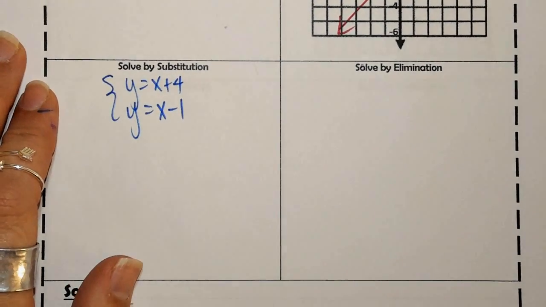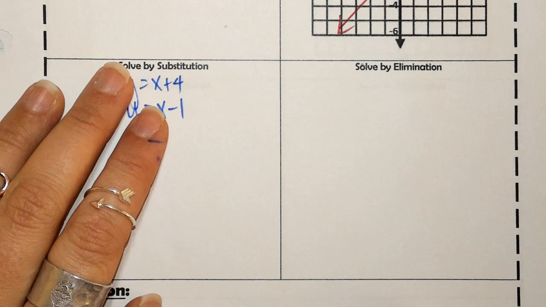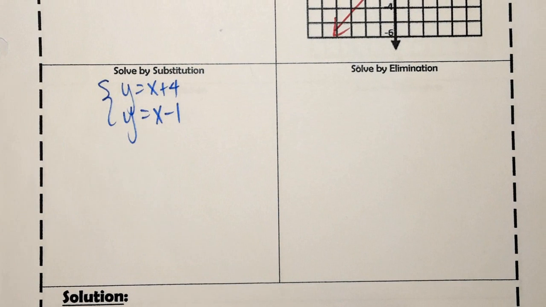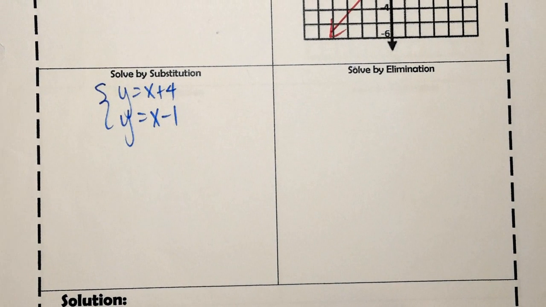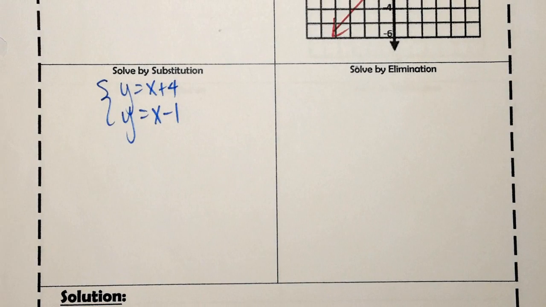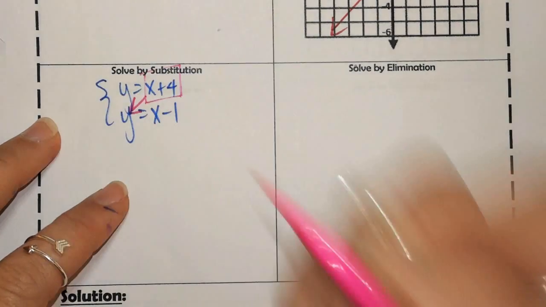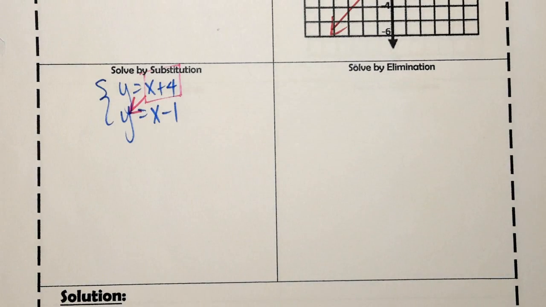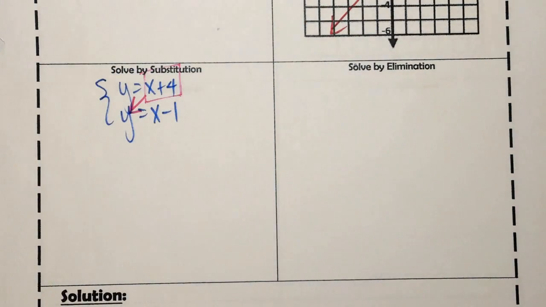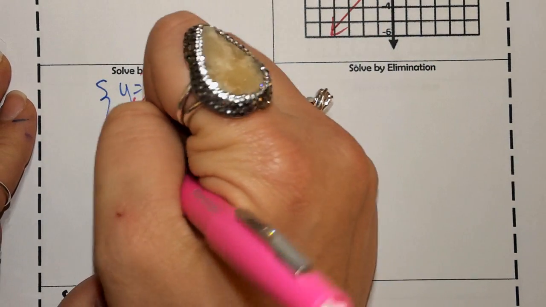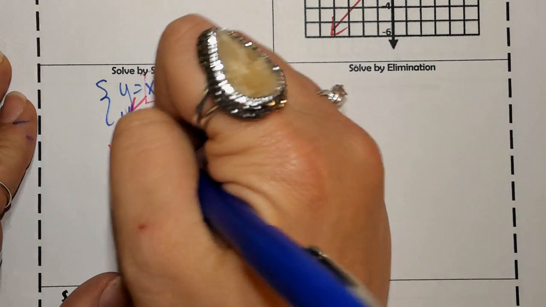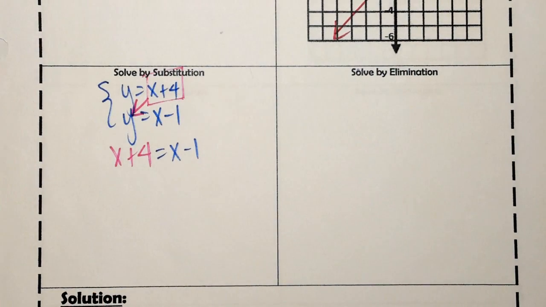Alright, so substitution means that we need a variable by itself. Now, do we have a variable by itself? Which one? Y. And that means that we're going to take this, our Oreo, and plug it in right there. So when we write it, we're going to say x plus 4 equals x minus 1.